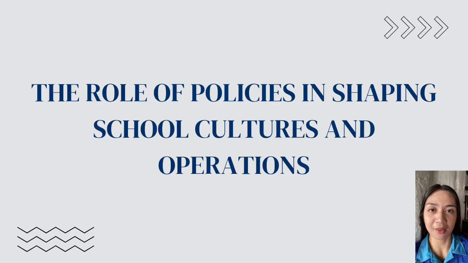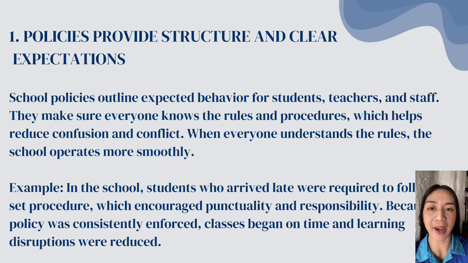Let us now tackle the most important part of this discussion: the role of policies in shaping school cultures and operations. The first one we have: policies provide structure and clear expectations. School policies outline expected behavior for students, teachers, and staff. They make sure everyone knows the rules and procedures, which help reduce confusion and conflict. When everyone understands the rules, the school operates more smoothly.